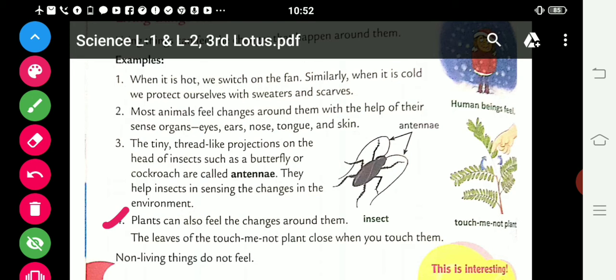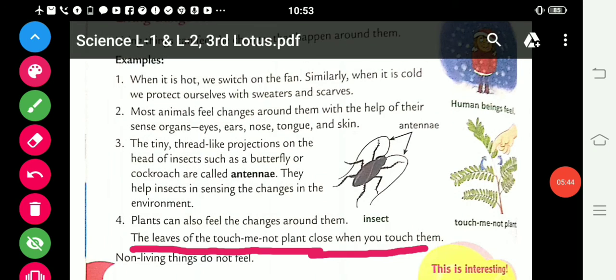Number 4 is plants can also feel the changes around them. Birds and human beings are not the only ones who feel the changes in our environment. Plants can also feel the changes around them. The leaves of the touch me not plant close when you touch them. The leaves of the touch me not plant.